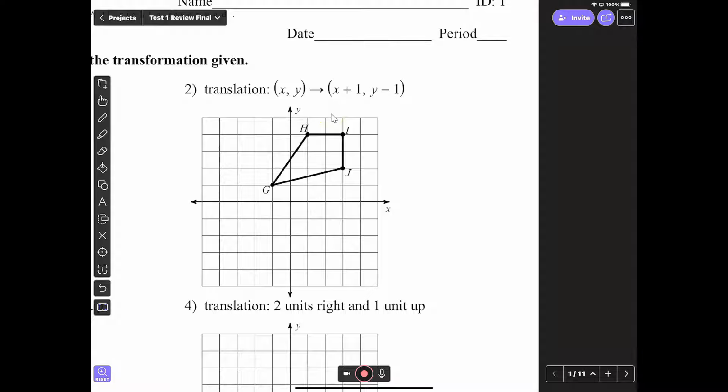Number 2 says 1 unit to the right and 1 unit down. So we're going to go 1 unit to the right and 1 unit down, so that's H prime. 1 unit to the right, 1 unit down, that's going to be I prime. That's J prime. That's going to be G prime. So I'm going to go ahead and connect the points. And there's my transformation, there's that translation.